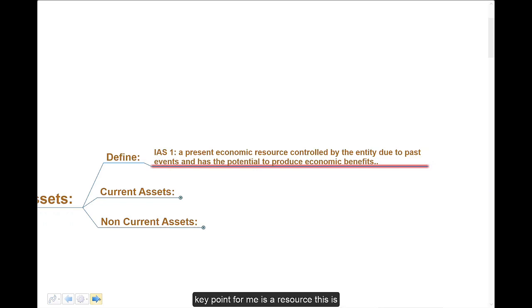The first key point for me is a resource. This is something that you're going to use, and in addition, that you control. Let me give you a simple example of a resource that you use that you don't control. Staff. Because staff can come and go. While it's a resource, you can't control staff. You can't stop staff leaving perhaps at the end of the year or the end of the quarter. So certainly staff are not an asset.